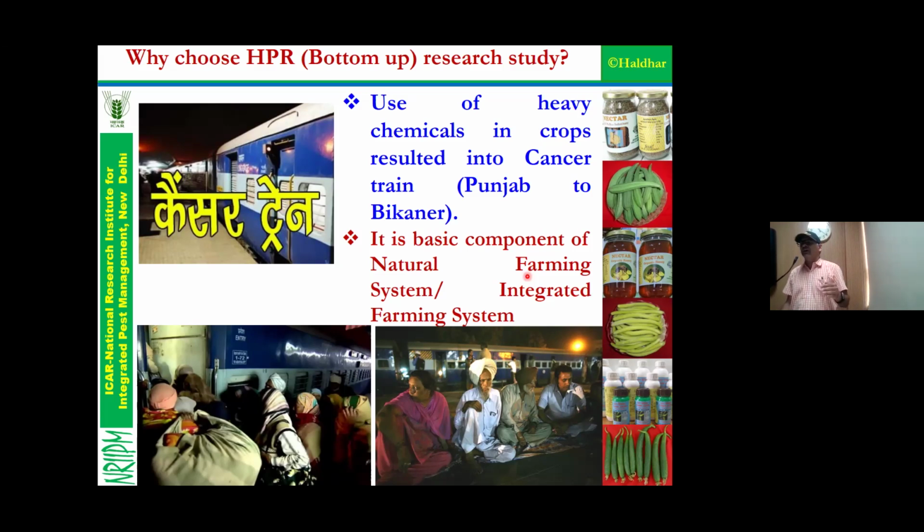So I thought we should work against chemical insecticides. That's why we chose host plant resistance, because in my institute there are around 15 to 20 crops, and each crop has more than 300 germplasm, like ber having more than 300, aonla having 65 germplasm, pomegranate 165 germplasm. And no entomology scientist had worked on this before me, so I started my career from this, and it is also a basic component of natural farming and our integrated system.